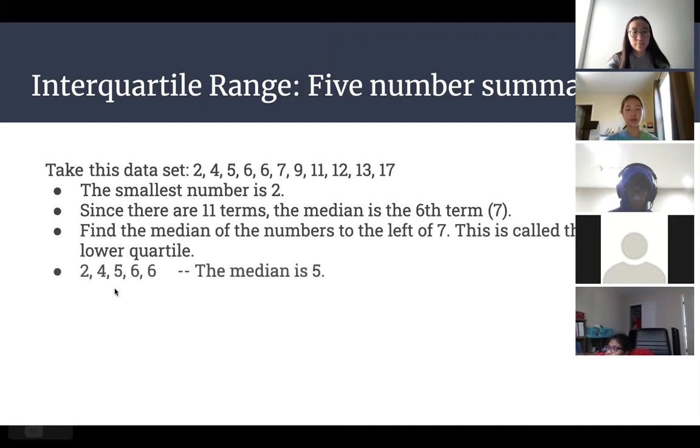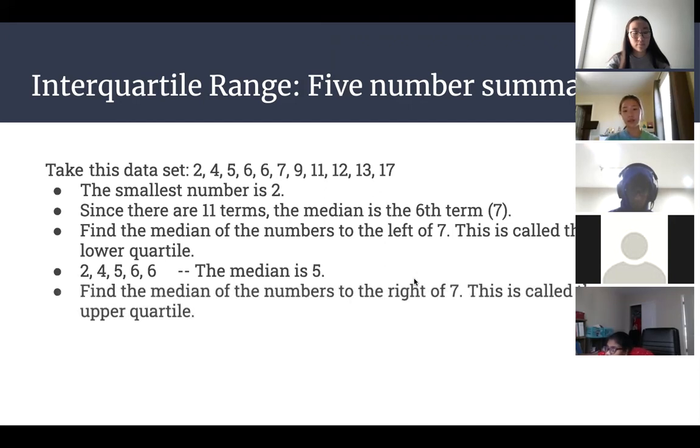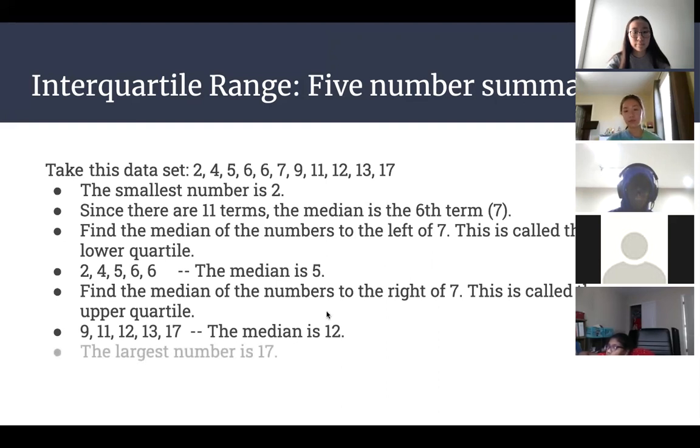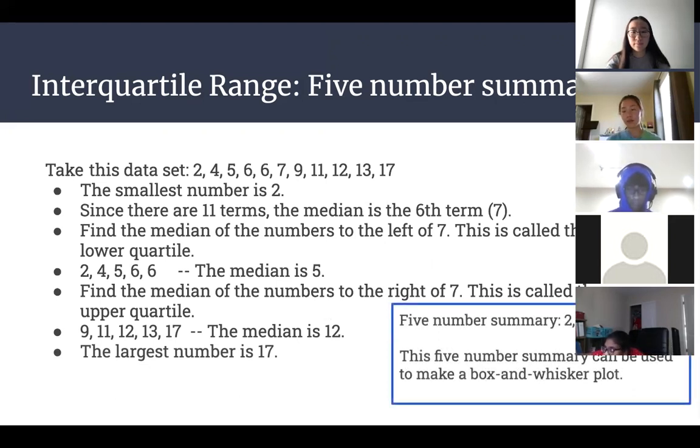This is called the lower quartile. Since the numbers before the median are these 5 numbers, you see the median is 5, so that's the lower quartile. And find the median of the numbers to the right of 7, and this is called the upper quartile. There are also 5 numbers to the right of the median, and the median of these is 12. And of course, the largest number is 17. So our 5-number summary for this data set would be 2, 5, 7, 12, and 17.